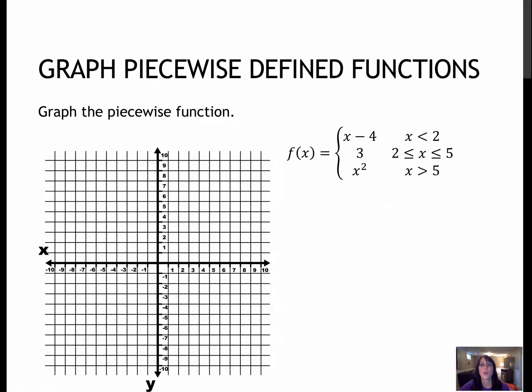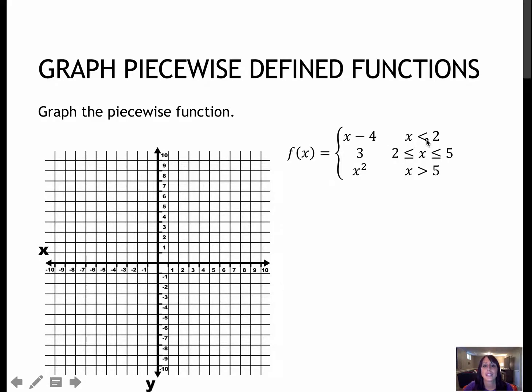Here's another one. This is broken into 3 parts. And notice that the 2 lines up with the 2, but only one of them will actually include a value at 2. This one goes up to 5 and this one's from 5 on. This one includes 5, this one does not. So you should never have something that includes 5 twice or includes 2 twice.